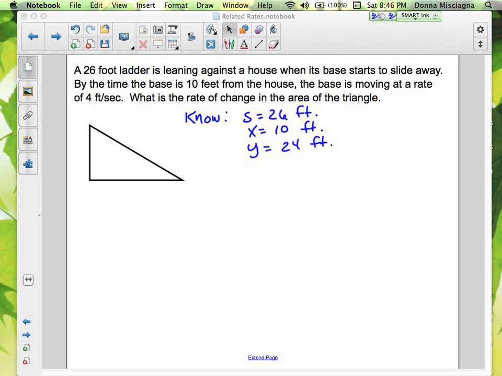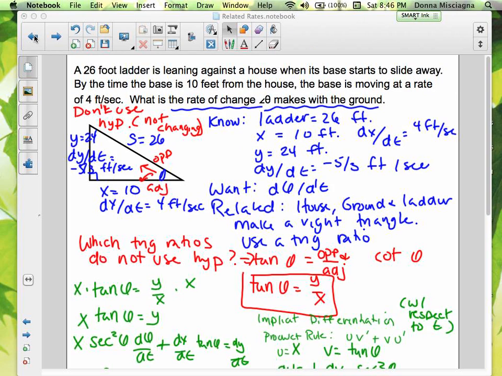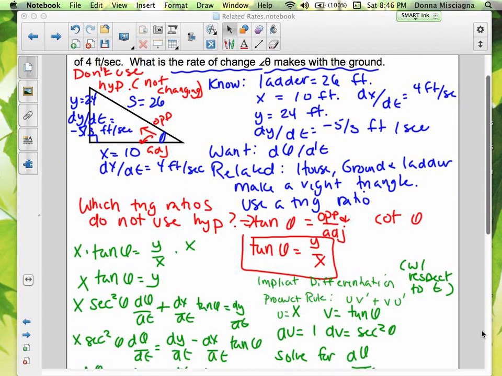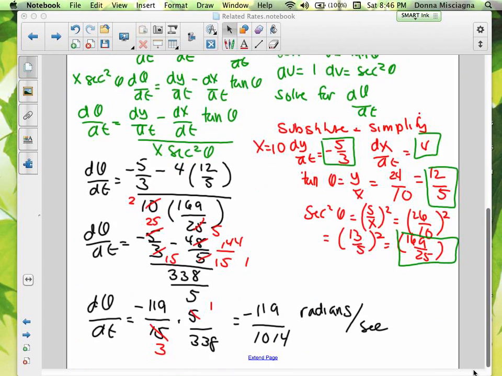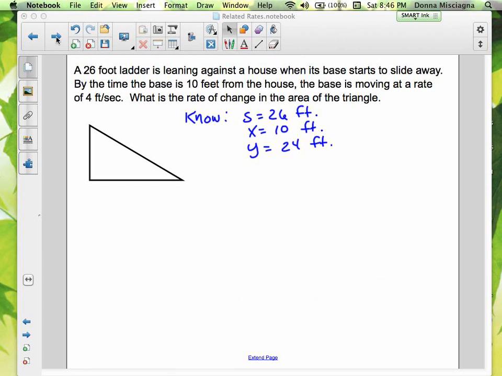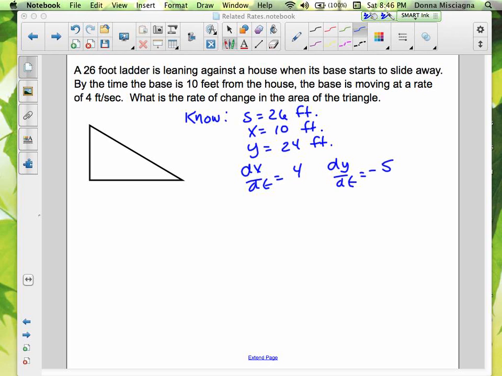Oh, by the way, on that last problem, notice that it's negative, so that angle is decreasing. I forgot to mention that. We don't need the d theta dt, we just need dx dt, which is 4, and dy dt, which is negative 5 thirds, feet per second.